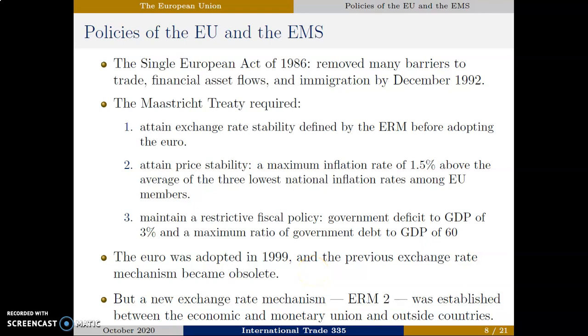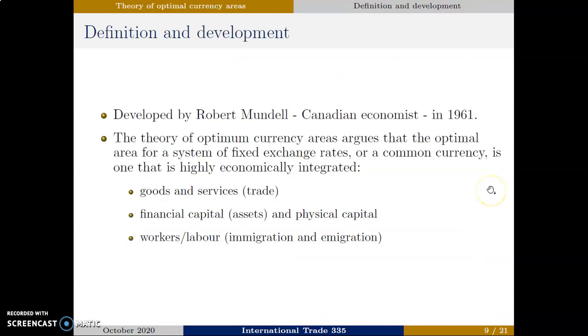In the previous video, we discussed the European Union and ended with the policies of the European Union and the European market system. Next, we will discuss the theory of optimal currency areas. The theory of optimal currency areas was developed by Robert Mundell, a Canadian economist, in 1961.